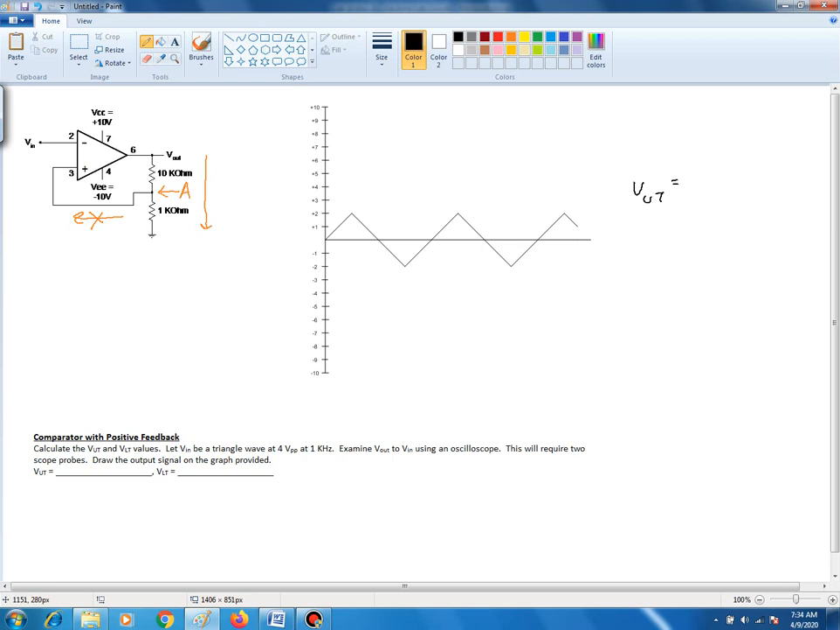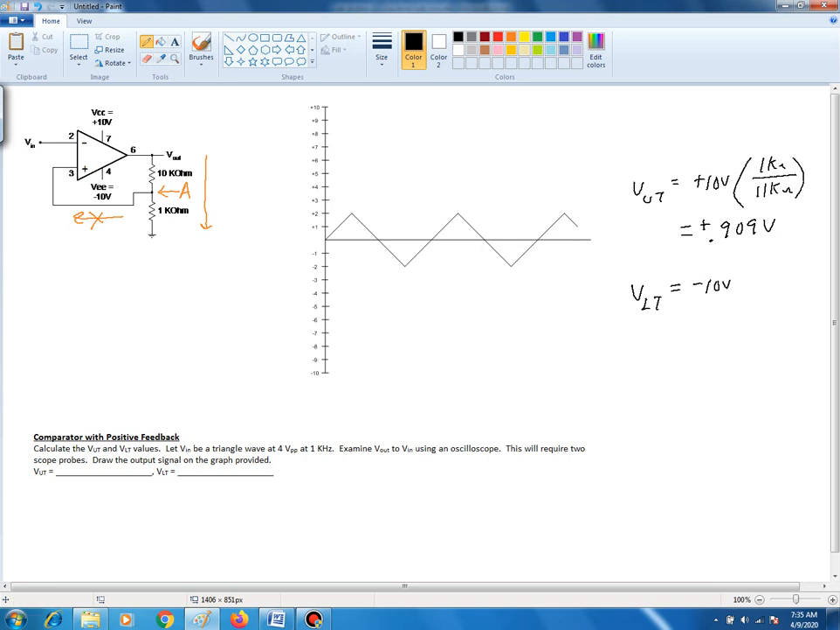Applying the voltage divider rule, then Vout is equal to, again, when we're solving for VUT, we're assuming positive saturation. So that's plus 10 volts times 1 kilo ohm over the sum of the resistances on the path, which is 11K. And the answer is 0.909 volts. Now this is positive because we're assuming positive saturation. To figure out the lower threshold voltage, we're assuming negative saturation.